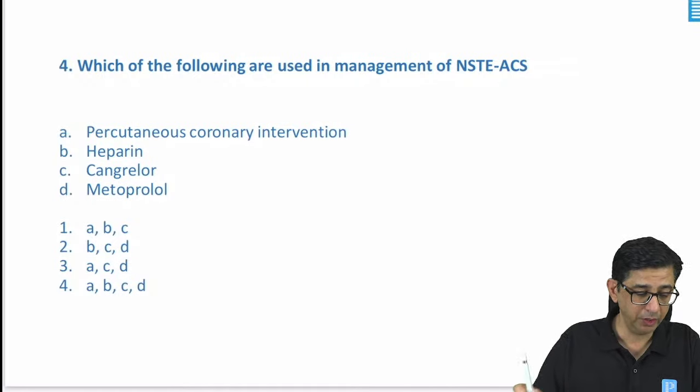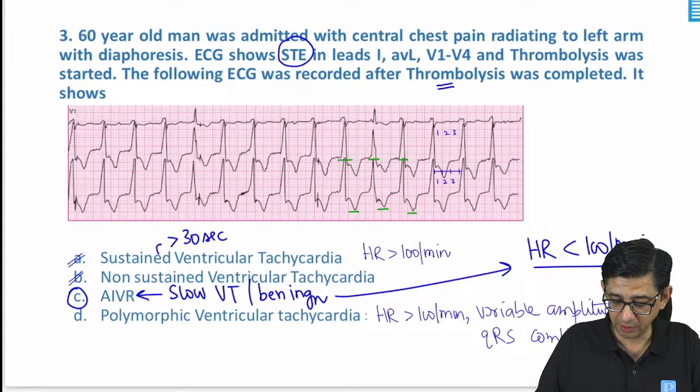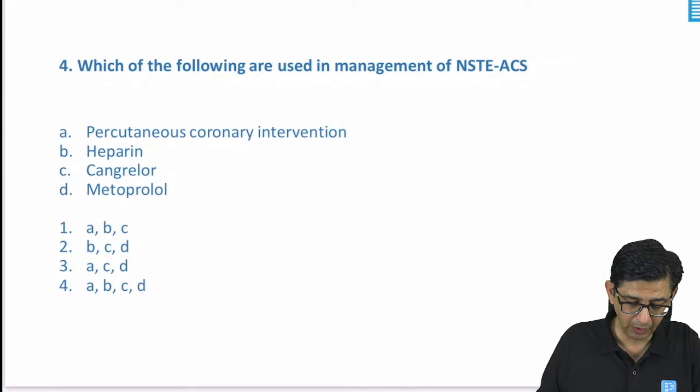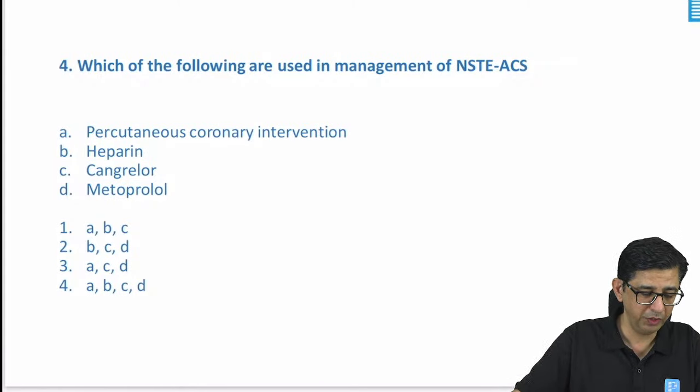Atropine, no, doctor. We'll not use atropine in this patient. There is no intervention required for AIVR. It's a good rhythm. Heart rate is between 60 to 100. So there is no need of any atropine. Okay, moving to the next one.